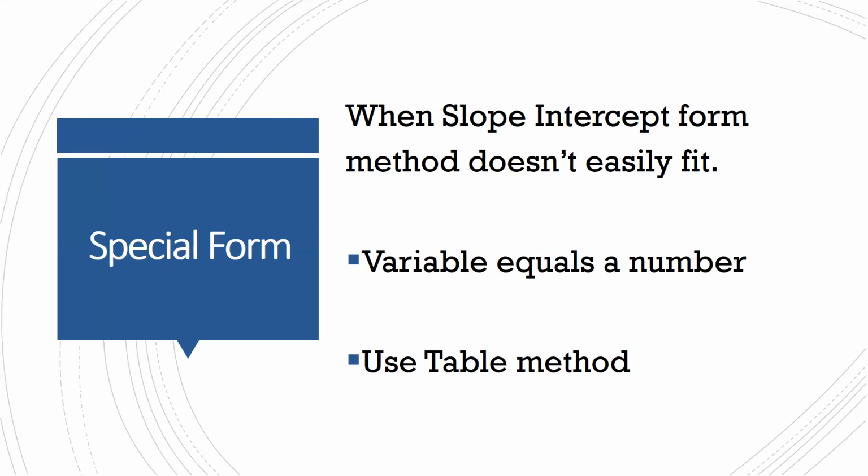Many times the slope-intercept form doesn't easily fit, or we can't plug in for a specific value every single time. And this is going to happen when the variable equals a number. So if the slope-intercept form doesn't fit nicely, we're going to turn back to the table method, but do an amended version of the table method.